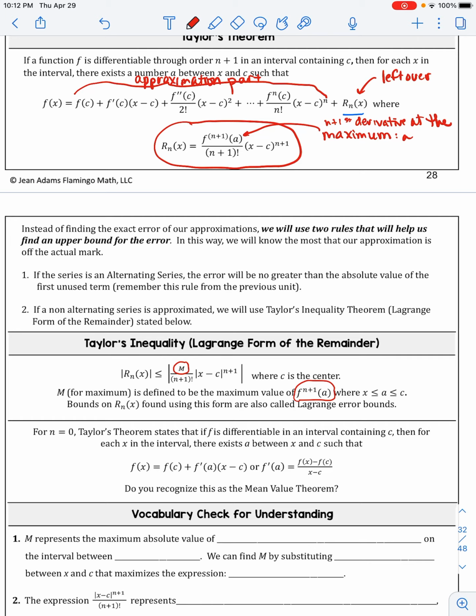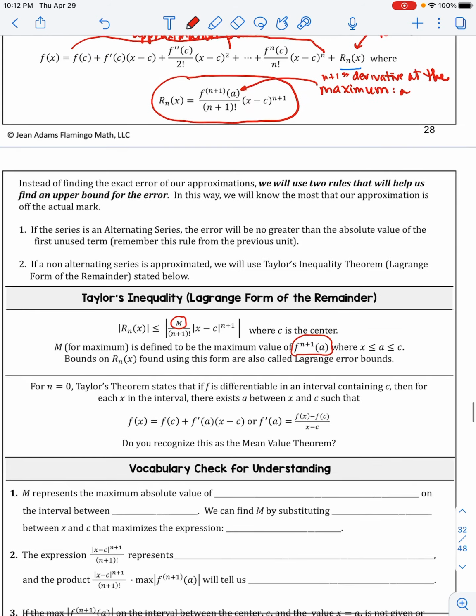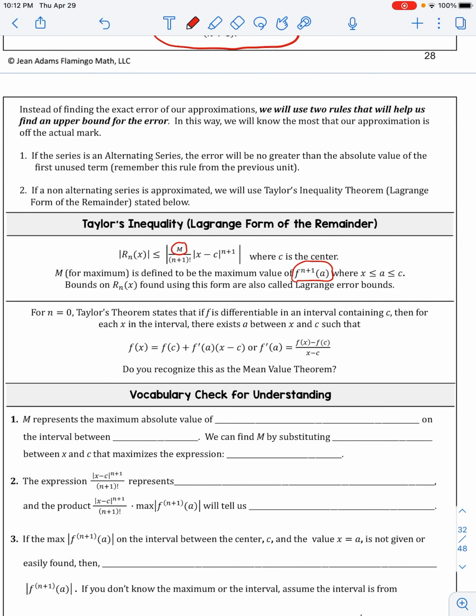So M, for maximum, is defined to be the maximum value of the n plus first derivative at a, where a is between x and c. And notice that the rest of this is just that next term of the Taylor polynomial, so the n plus first term. And so we're going to use this to find our Lagrange error bounds. And once we find that error, we will add that error to our approximation, and then we'll subtract it from our approximation, and that will be our bound.